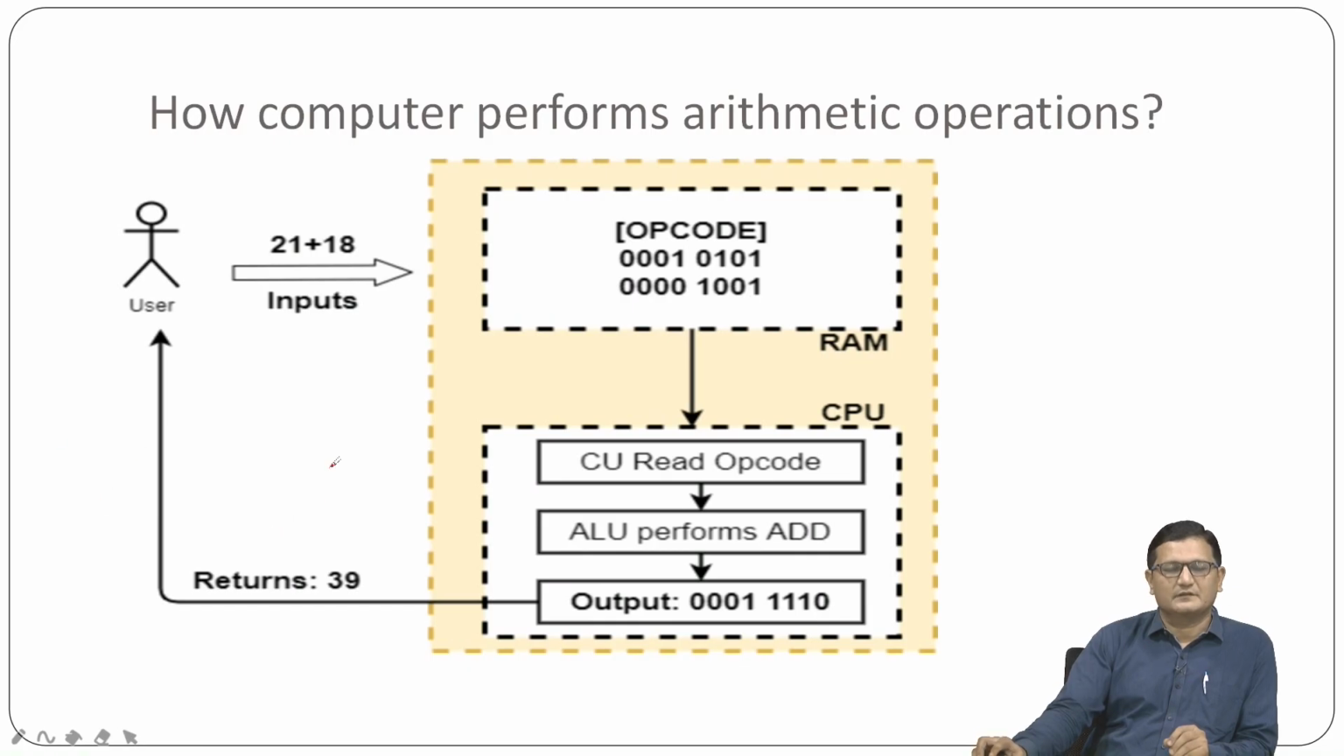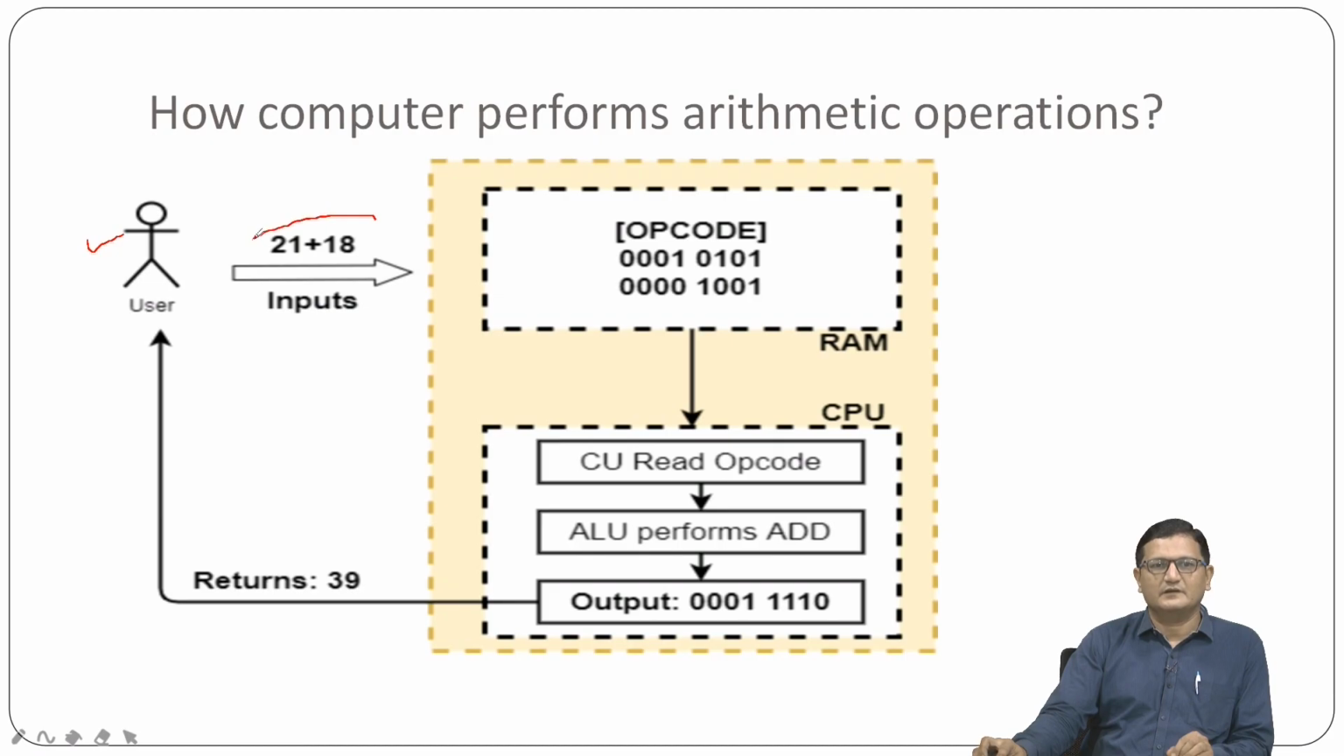As a user, let's suppose you want to do addition of 2 numbers. As a user we are inputting this, right? We want the addition of 21 plus 18, right? But whenever you are inserting these numbers with the plus operator, this plus operator will be converted into the opcode. Some binary code will be there for each and every operator, right?